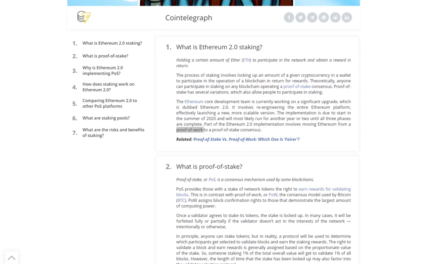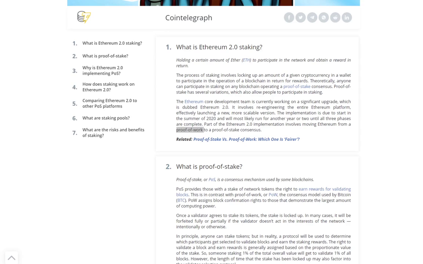So, in essence, it's holding a certain amount of Ethereum to participate in the network and obtaining a reward in return. That is what happens. Basically, you hold a certain amount of Ethereum and you get rewarded for holding it in your wallet. The process of staking involves locking up an amount of a given cryptocurrency in a wallet to participate in the operation of a blockchain in return for rewards.